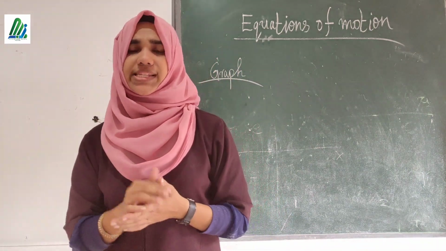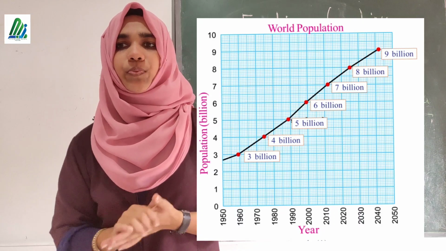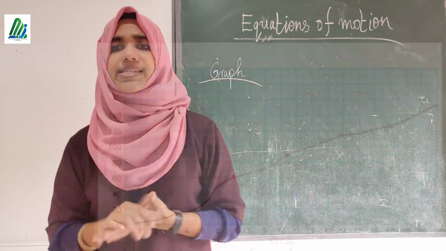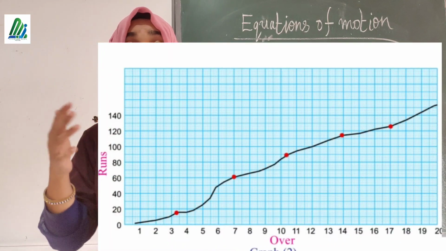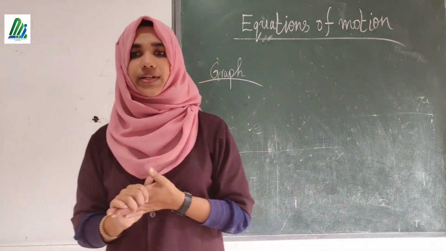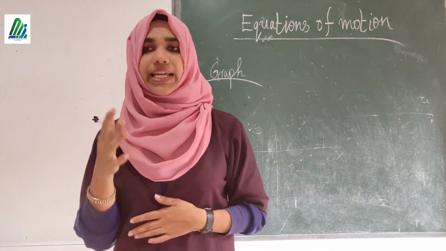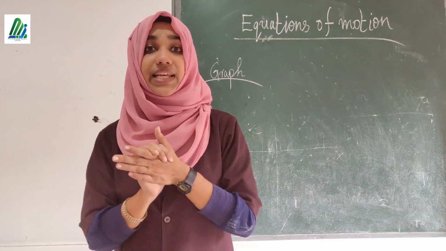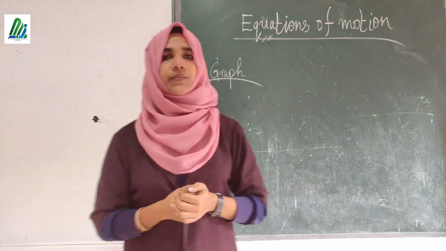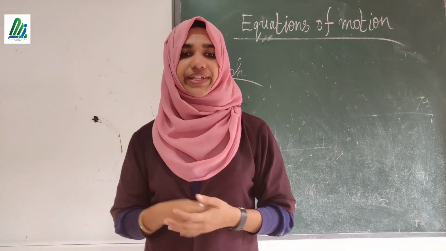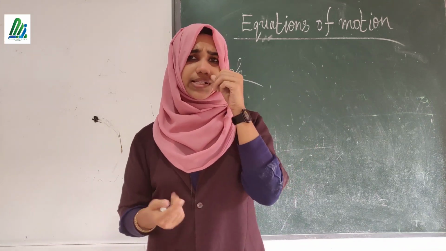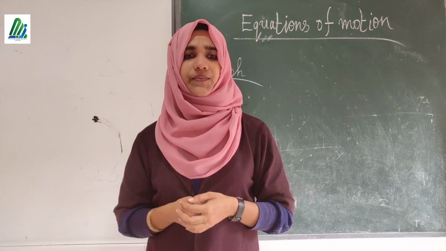In your textbook, you can see the graph related to world population and the performance of a cricket team. From these two graphs, you can easily find out the year-wise increasing population and also the runs scored by the team member in each over, and also which is the best over. Then what is the use of a graph? There are so many purposes for which we use graphs.